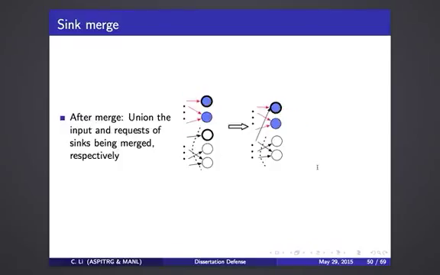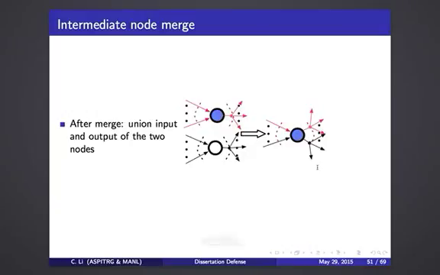Our second combination operation is the sink merge. So when two sinks from two networks are merged, we simply union their inputs and requests, which will be the inputs and the requests for the merged sink. Similarly to sink merge, we have an intermediate node merge. When two intermediate nodes in the two networks are merged, we union their inputs and outputs respectively.